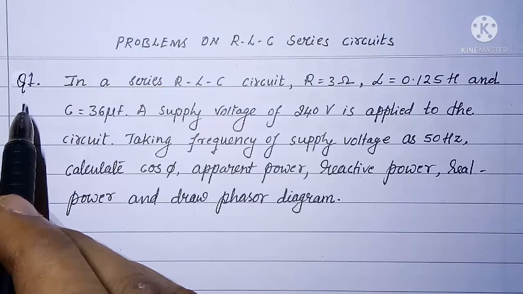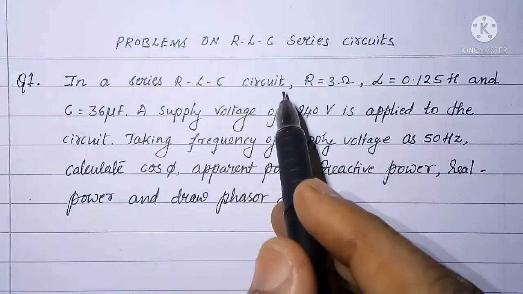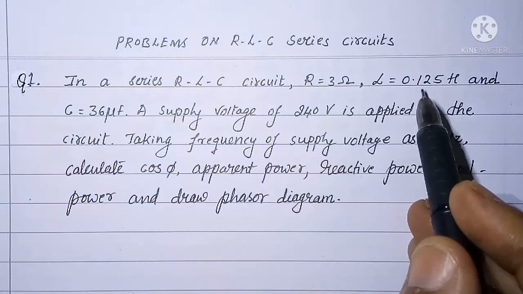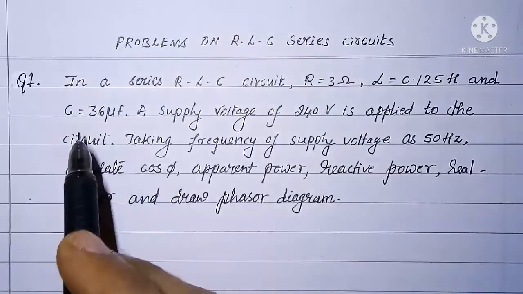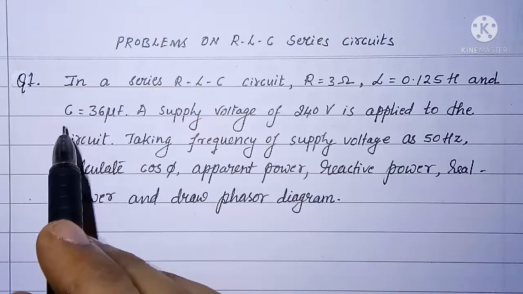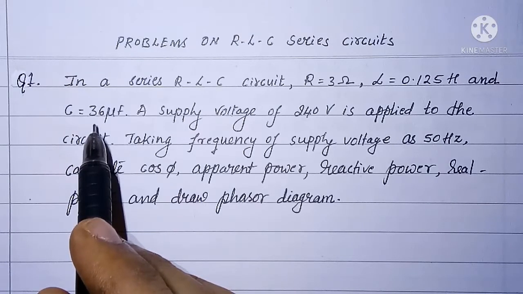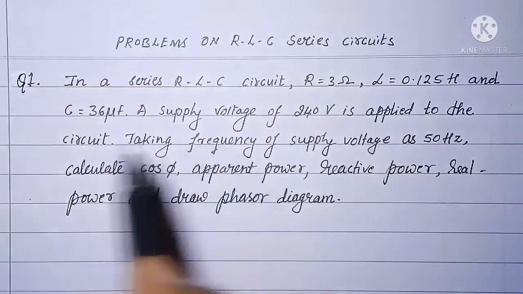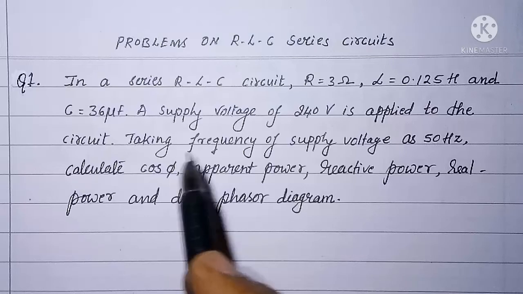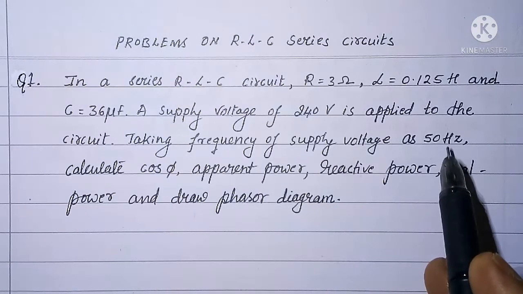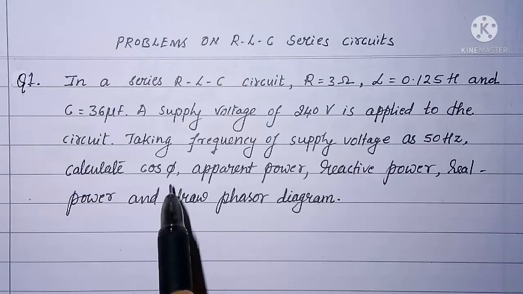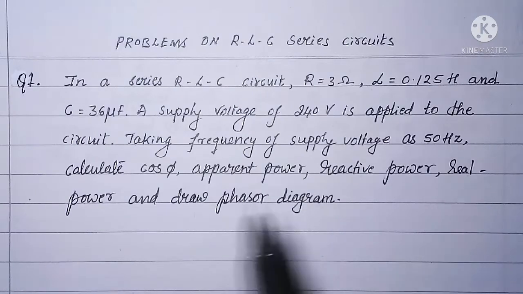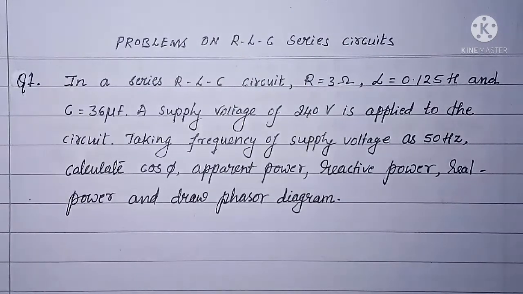Here is question number 1. In a series RLC circuit, R is equal to 3 ohm, L is equal to 0.125 Henry and capacitance of a capacitor C is equal to 36 microfarad. A supply voltage of 240 volt is applied to the circuit. Taking frequency of supply voltage as 50 Hz, calculate power factor, apparent power, reactive power, real power and draw phasor diagram.